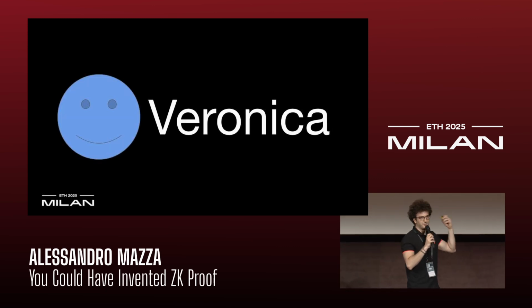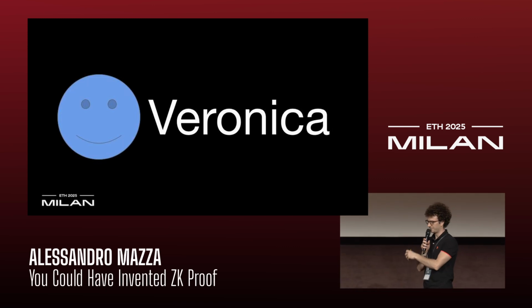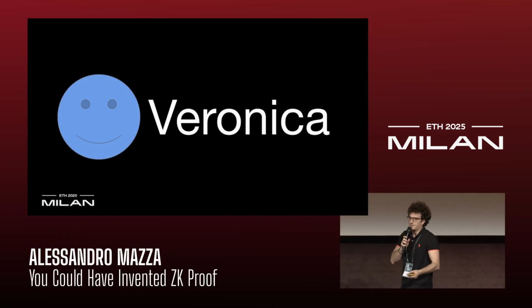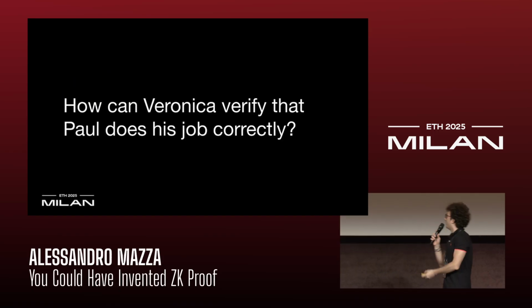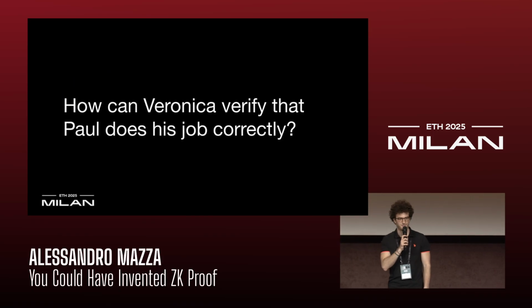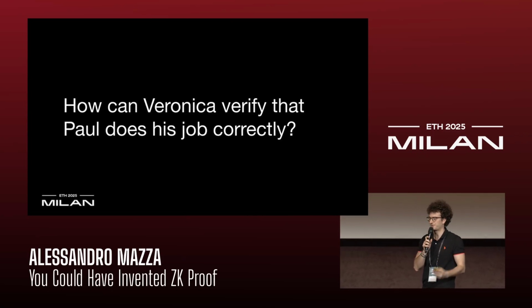Now let's introduce another actor, an actress, Veronica. Veronica is a Polish woman. Her job is to make sure that Paul does his job correctly and doesn't lie. What I mean is that Veronica has to make sure that the S1 and S2 that Paul finds are actually a solution for the partition problem. She just has to make sure Paul doesn't lie and does his job correctly. So, how can Veronica verify that Paul does his job correctly? This is the first question we have to ask.